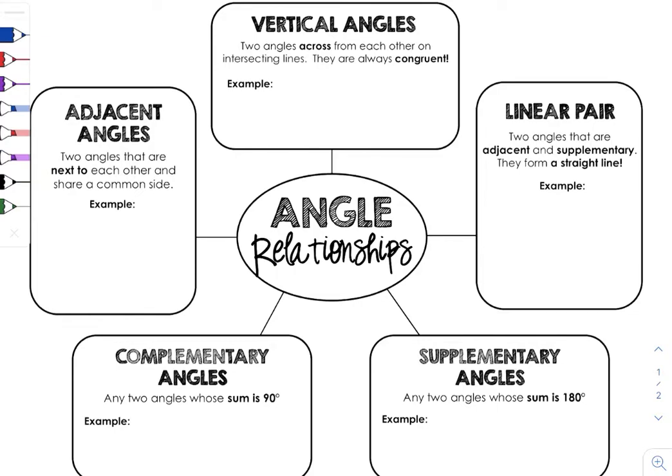Hello everyone and welcome to my video on the angle relationship graphic organizer. We're going to go through and fill out this graphic organizer for 5 different kinds of angles or angle relationships. We have vertical angles, linear pair, supplementary angles, complementary angles, and adjacent angles. So let's start with adjacent angles and work our way clockwise.